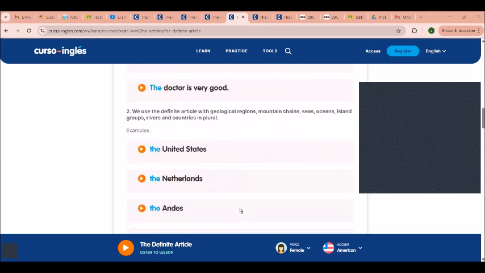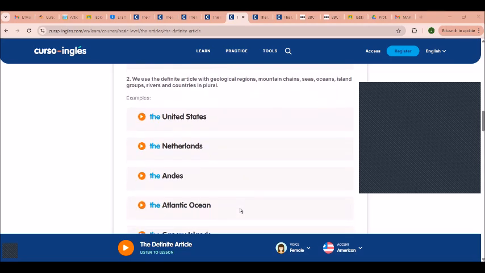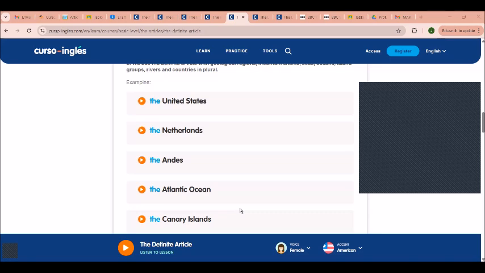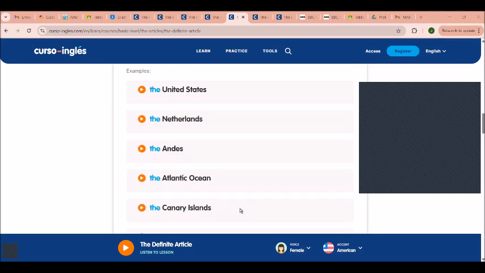Carla, Johanna, number two. Yes, we use the definite article with general regions, mountain chains, seas, oceans, islands, roads, rivers, and countries in plural. For example, geographical regions, island groups. Make sure you don't use any S sounds when pronouncing island. Look at some examples: the Canary Islands.